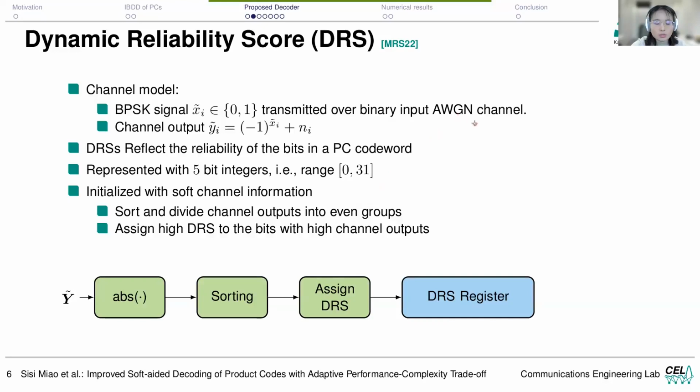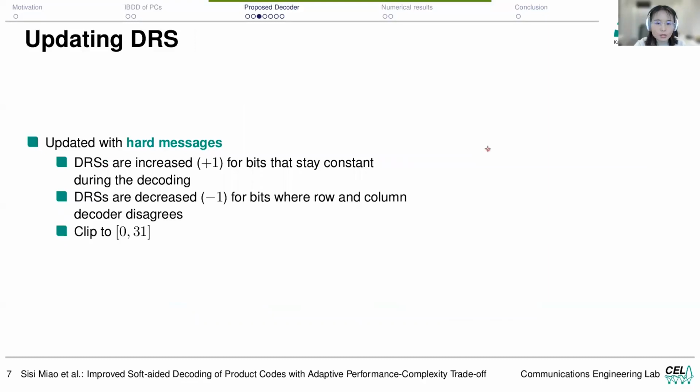So this is the initialization, and then we can introduce the mechanism of updating the DRS. This is very important because before us there was no way to update the reliability of the bits for product codes without soft messages. The only way we could do before was the TBD-like algorithm, which passed soft messages and did a complicated reliability update. But here we can update the DRS with hard messages.